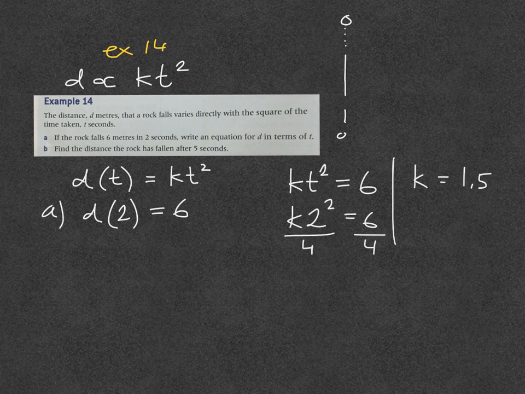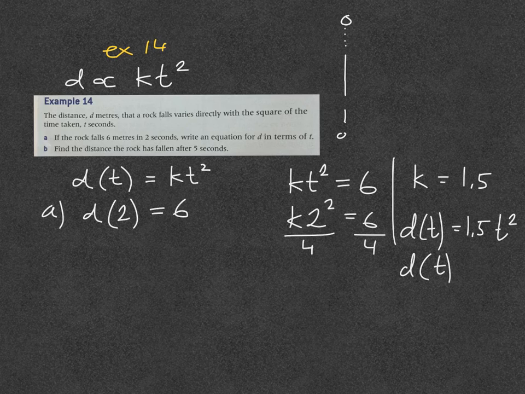So our answer to question A would be that d equals 1.5 t squared. We could also write this as a fraction. That makes things easier. This is the same answer.